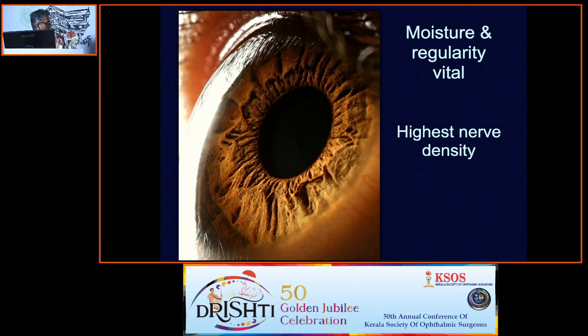When we think of this structure, cornea, the beautiful structure that you see every day, it retains a lot of moisture on the surface, and its regularity is very vital for its functioning. One, for the transparency, second, for the feel of it. So cornea, as you know, has the highest nerve density. The number of nociceptors per square millimeter is about 7,000. It's easily 300 times that of skin. No wonder when we get a small foreign body in the eye, you are so much irritated.